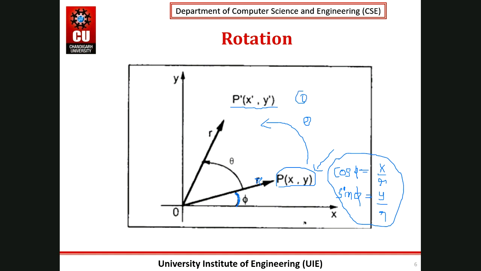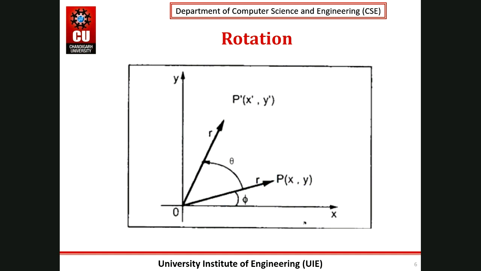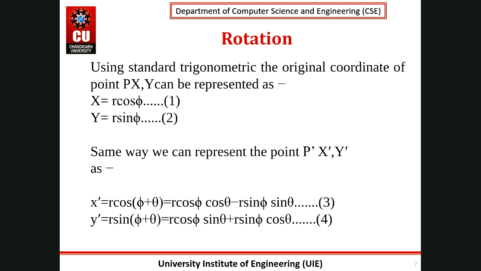That will be cos(theta plus phi), because we have to take all the angles: the first angle made by this one, and the second angle, that is the rotated angle. So the equation will be something like this. The very first equation I told you for the point P(x, y) was x is equal to r cos phi, y is equal to r sin phi.